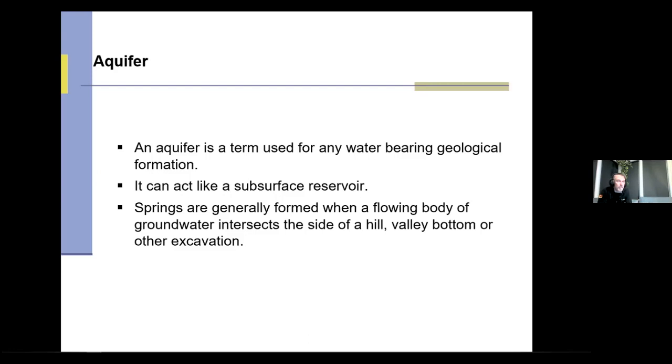You can talk about a little bit of a spring. Springs are generally formed when a flowing body of groundwater intersects a hill. Sometimes you'll see a hill and there's water pouring out of the side of the hill, and that's groundwater discharge. That's groundwater coming out of the ground. Sometimes too, if you're digging a hole and seeing water, that's the indication that it's groundwater. So let's take a look at this picture here.